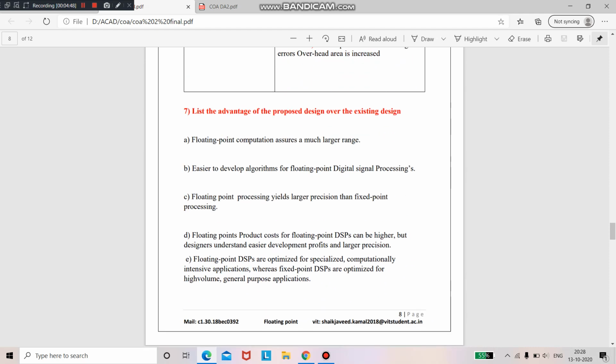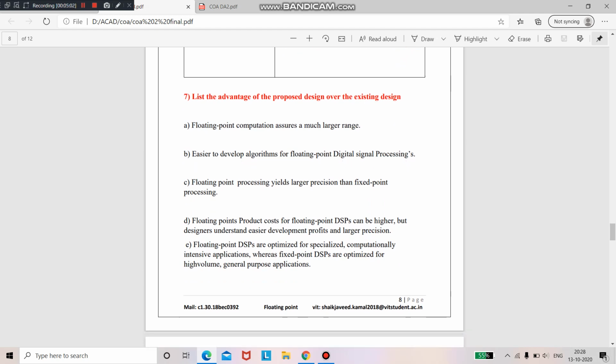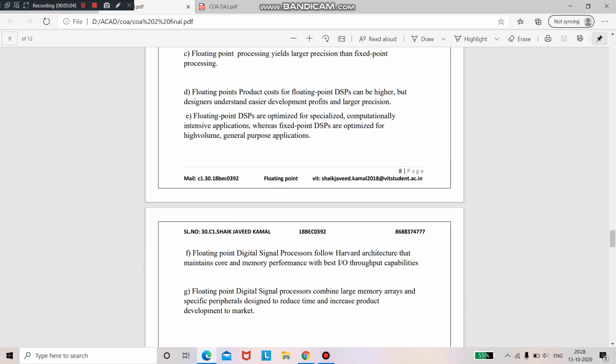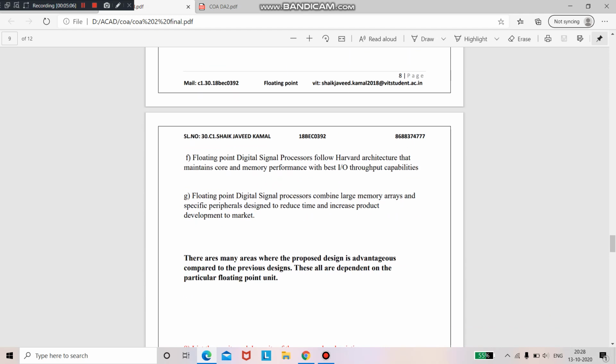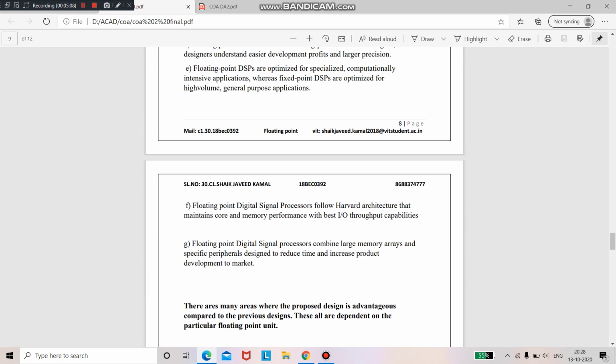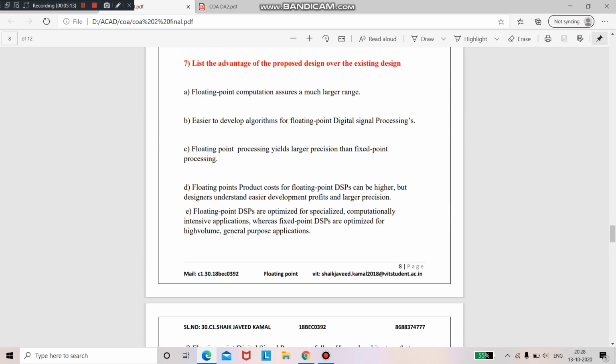Coming to the seventh question, list the advantages of the proposed design over the existing design. It is easier to develop algorithms for floating point in digital signal processing, and floating point computation assures a much larger range. There are a few examples and different types of advantages in the proposed and existing designs.